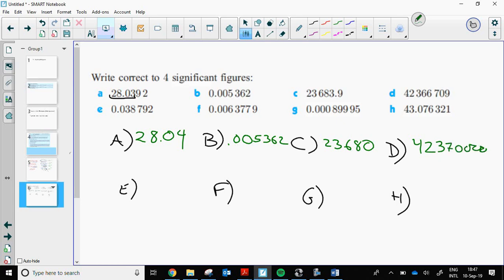Next one will be 42,370,000. So again, those are the first 4 significant figures, and that 6 right there tells me to round the next one up, and then I just fill in zeros down the line to finish up the number.